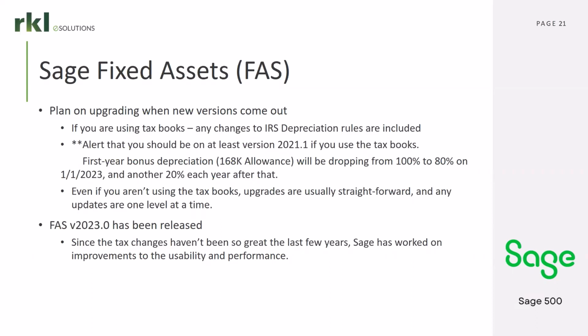So the big change for this year is the first year bonus depreciation. The 168K allowance is going to be phased out starting next year. So as of 2023, instead of getting 100% bonus depreciation on certain purchases, you'll only be able to get an extra 80% in 2023, 60% in 2024, 40% the next year, all the way down to 0 in 2027. Unless, of course, they change the rules again between now and then, which is pretty likely. We know these rules don't stay stable.